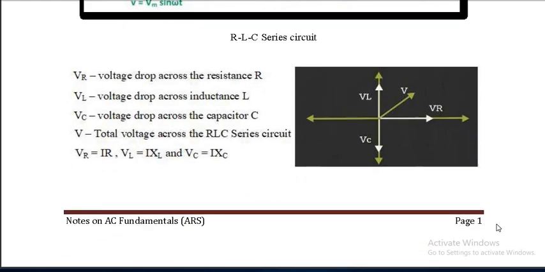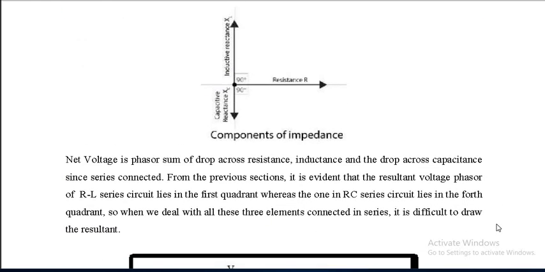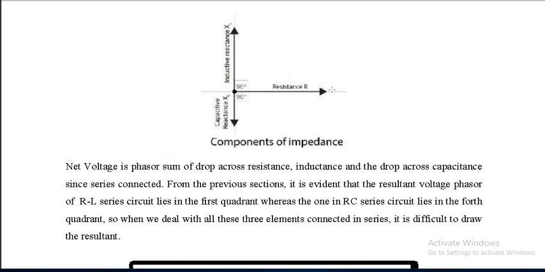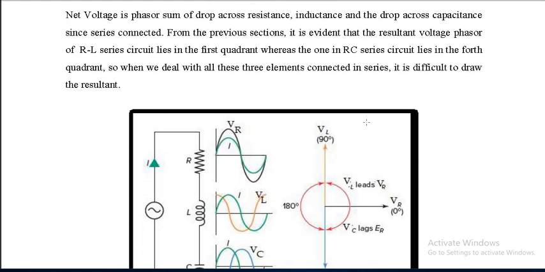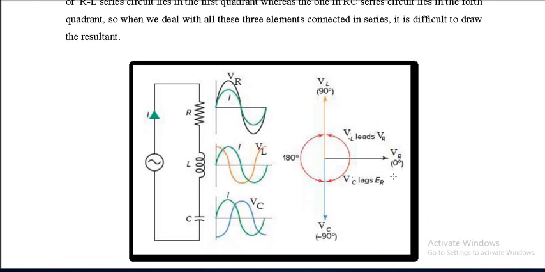You can see over here that this is resistance, this is inductance, and this is how the capacitance is there. These are the different components of the impedance, and finding the net value in this condition is impossible. It is the same thing over here also: at 0 degrees you have VR, at 90 degrees ahead you have VL, and at 90 degrees lagging you have VC. So the problem now is how to draw the resultant.